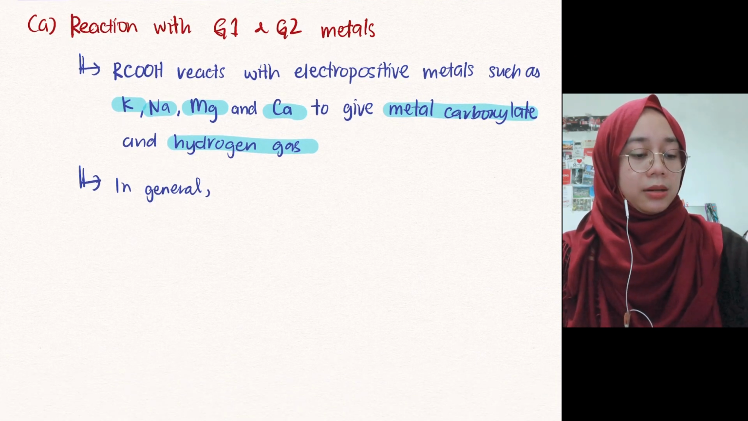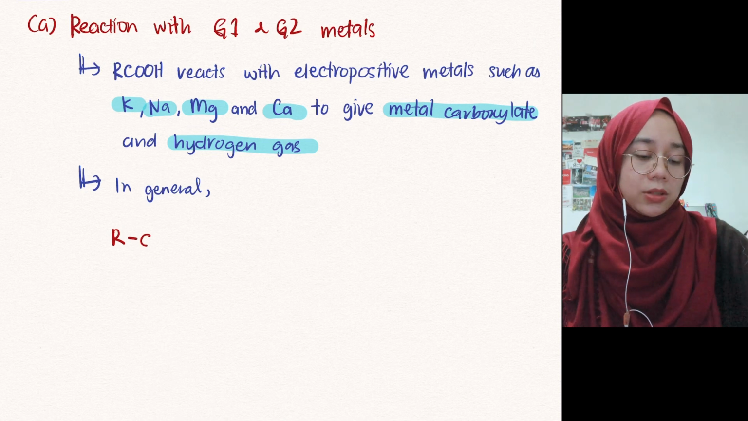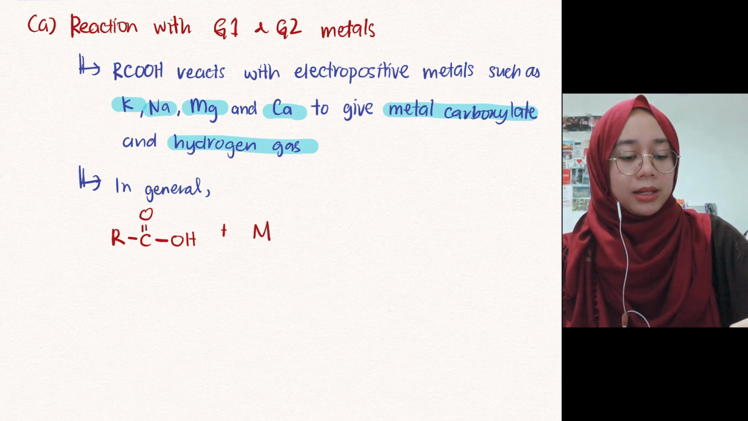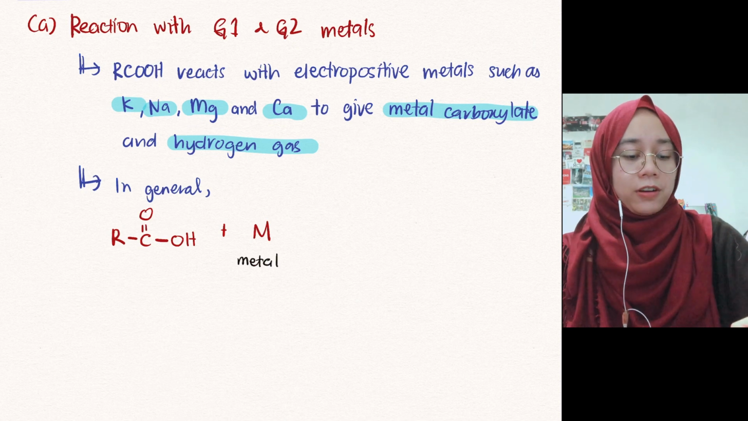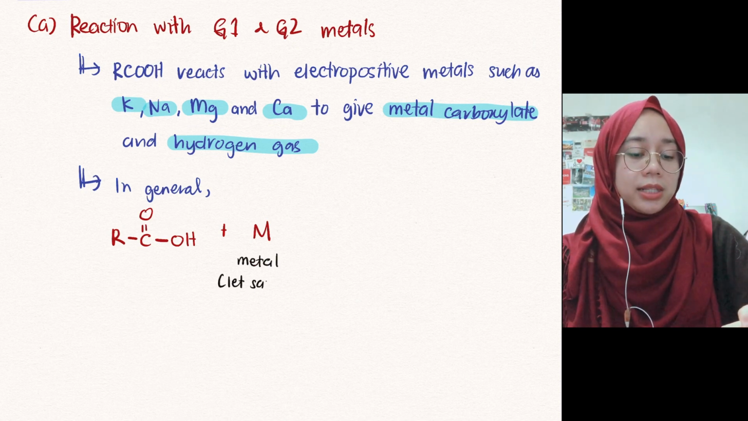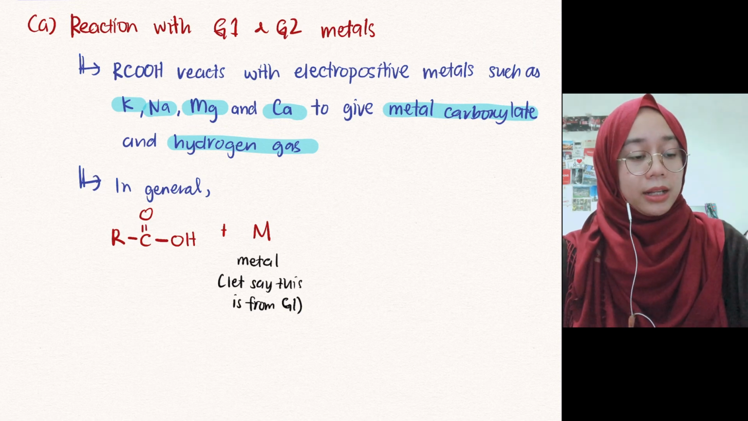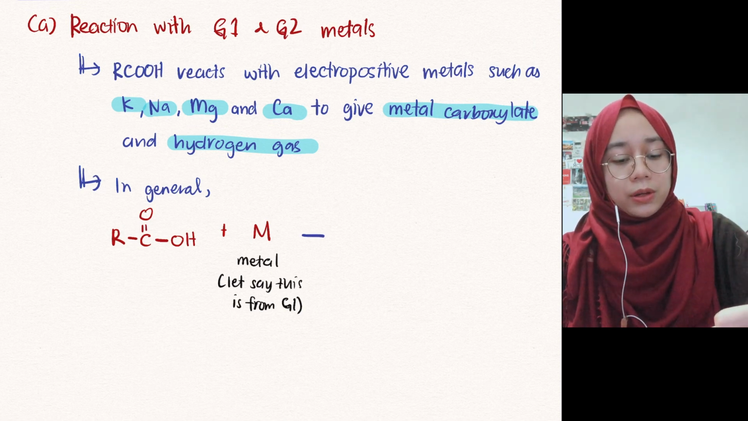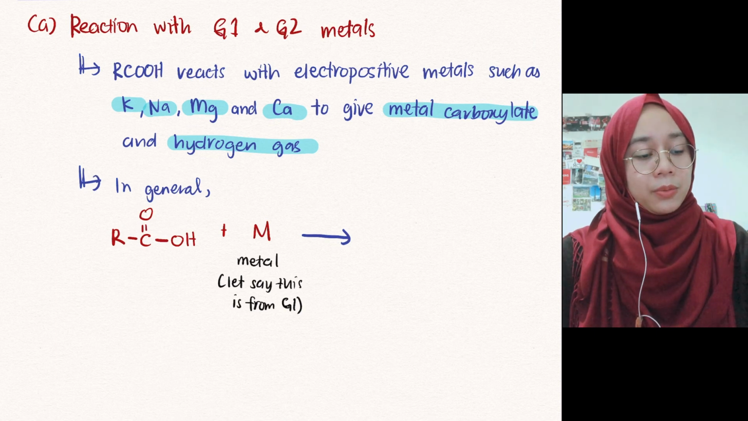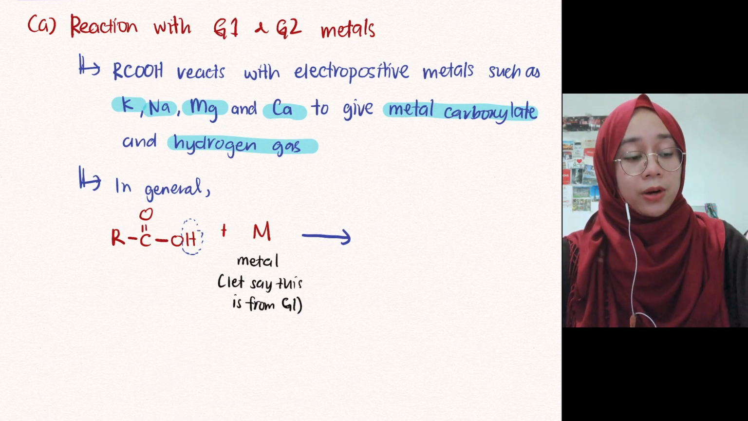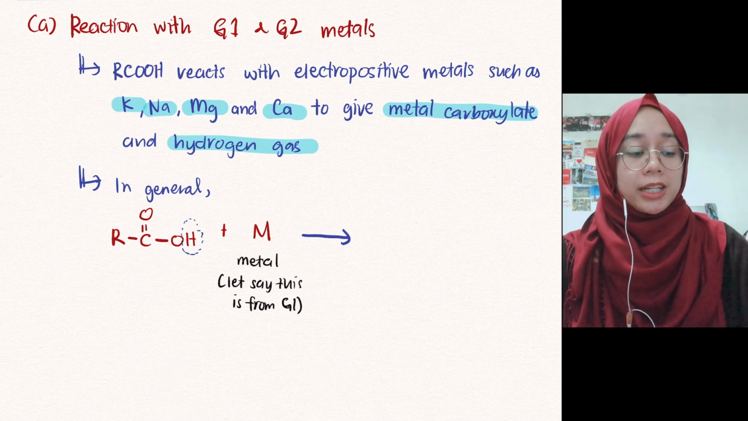kita akan ada carboxylic acid, of course. Okay, so it's just RC double bond OH, and then kita tambah metal. So assume that metal ni adalah metal from group 1. Okay, so let's say this is from group 1. Okay, so apa yang kamu akan dapat nanti adalah, daripada kita punya carboxylic acid ni, yang kita akan keluarkan adalah hydrogen lah. So hydrogen yang keluar ni nanti kita akan produce hydrogen gas daripada situ.